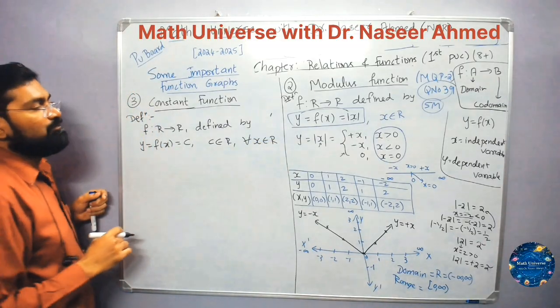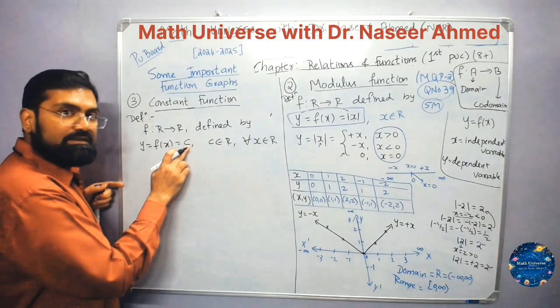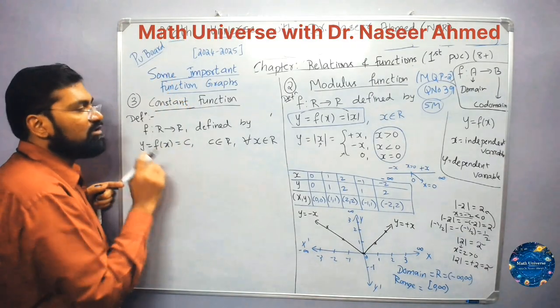Try to understand. Last time we had x for the identity function, but here we don't have x, some other constant. x is a variable, but here c is a constant.